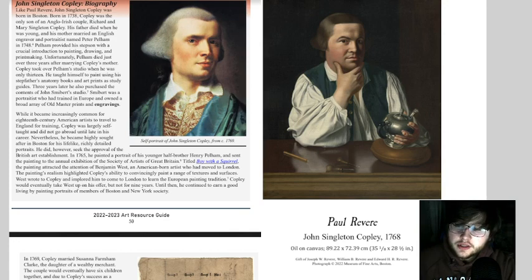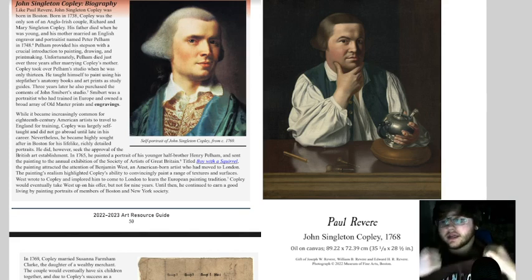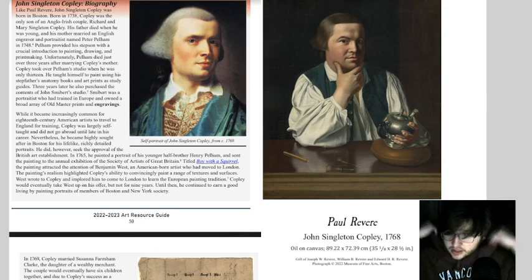West wrote to Copley and implored him to come to London to learn the European painting tradition. Copley would eventually take up West's offer, but not for 9 years. Until then, he continued to earn a good living by painting portraits of members of Boston and New York society.